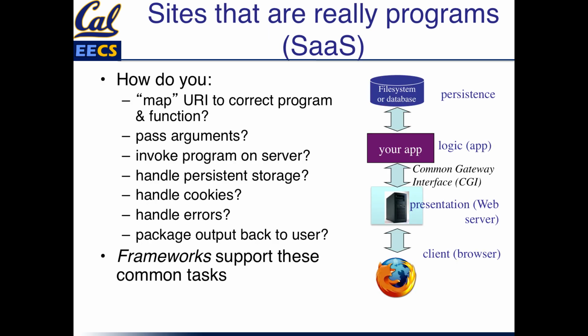So if the site is really about running a program rather than about serving a static file, well, when you're going to run a program, even if it's from the command line, you have to worry about things like how do you figure out which program to run? So which URI coming into the site, how do you map a URI into the right program or subprogram? How do you pass arguments to that program? How do you get the program to run on the server? What happens if there's an error? Who cleans up after the program and provides the error messages? So all of these tasks have to be handled in SaaS apps as well, except that instead of running programs from the command line or directly through a GUI, we're running them as the response to a request from a web browser.